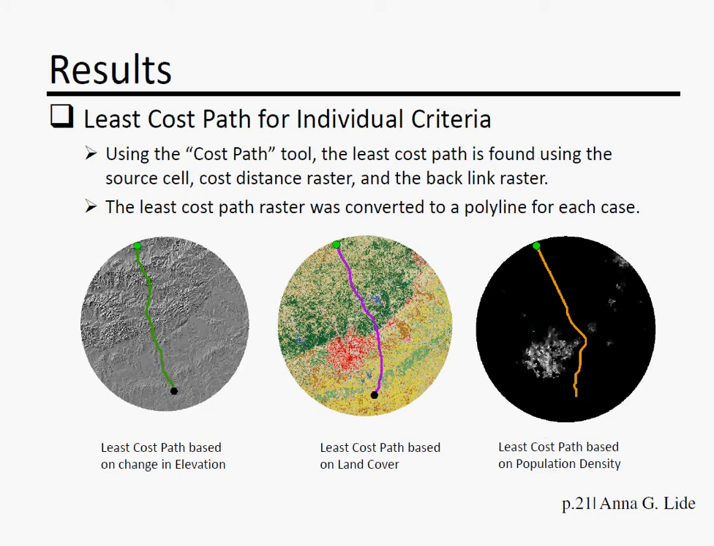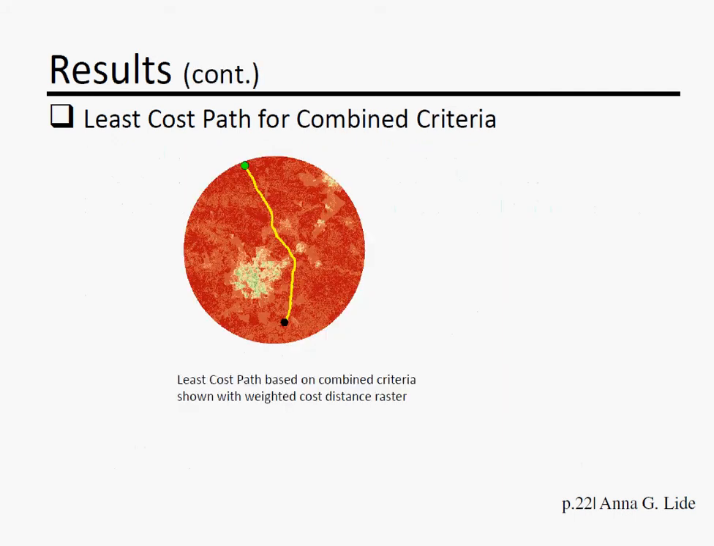The cost path tool was used to find the least cost path from the source location to the destination location. The cost distance raster and backlink raster was used to find the least cost path for each of the criteria and for the combined criteria. The least cost path was converted to a polyline for evaluation of the routes. And this slide shows the combined least cost path.